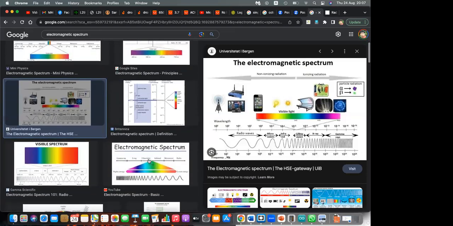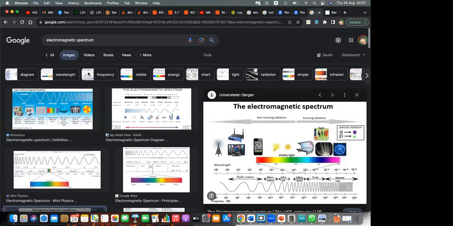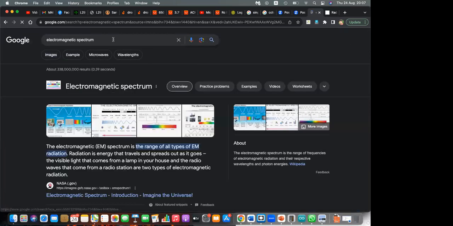Okay, now we have a clear idea about what this electromagnetic spectrum is. Right? Electromagnetic spectrum. So what is the Sinhala meaning, by the way? See the Sinhala meaning.